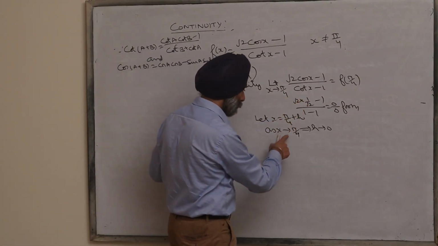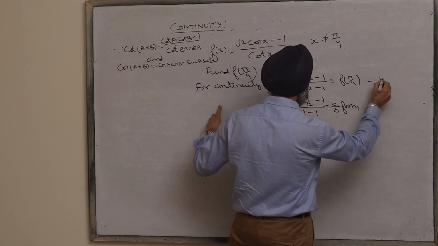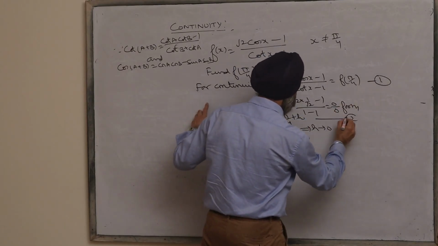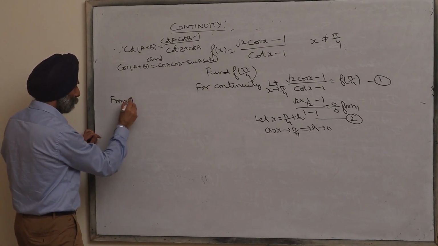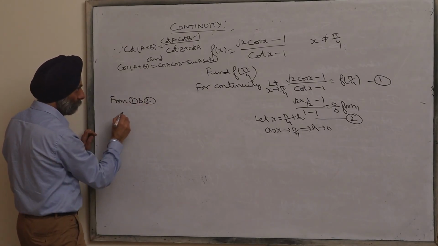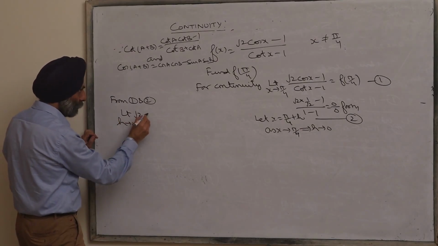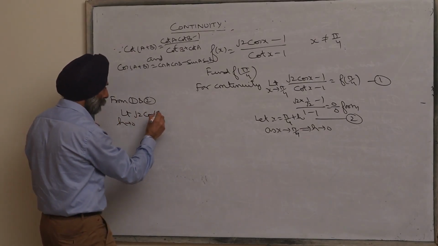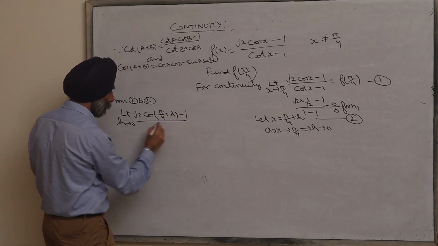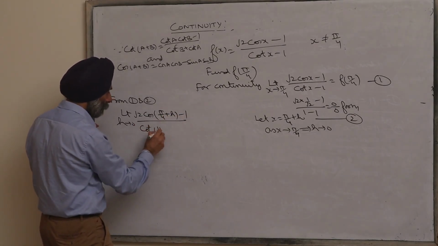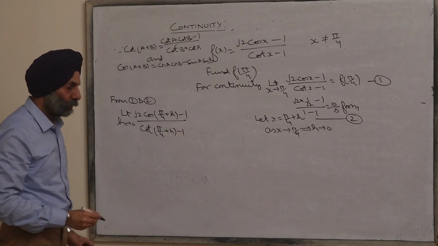So as x approaches pi by 4, h approaches 0. Now from the first and second, limit h approaches 0, under root 2 cos of (pi by 4 plus h) minus 1, upon cot of (pi by 4 plus h) minus 1.